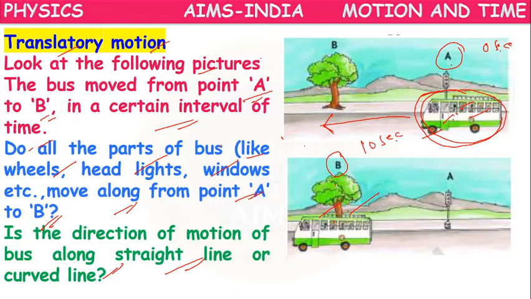So this is an example of translatory motion. Means a motion is said to be translatory when a body is moving completely, along with all its body parts. Then we can say that it is in translatory motion.